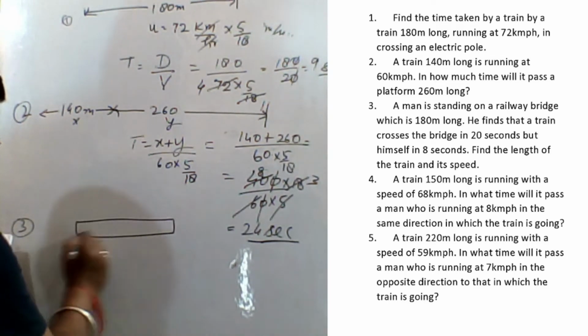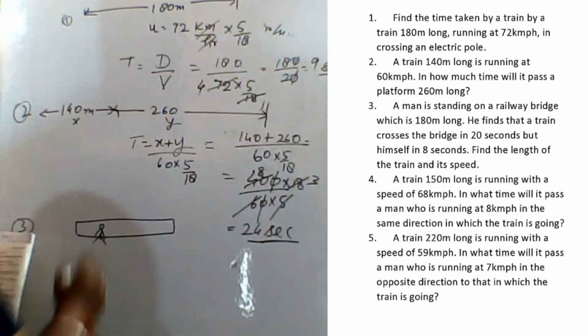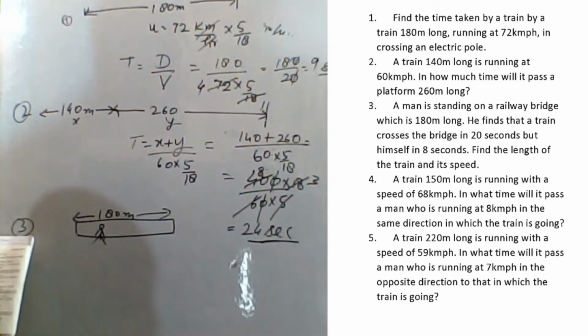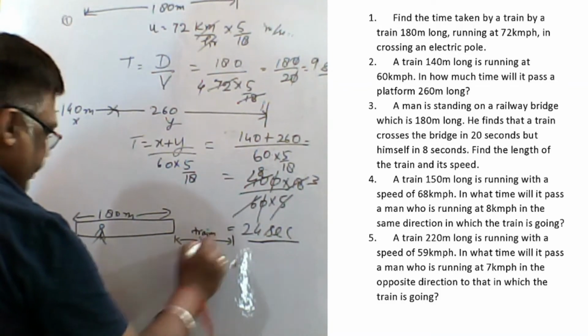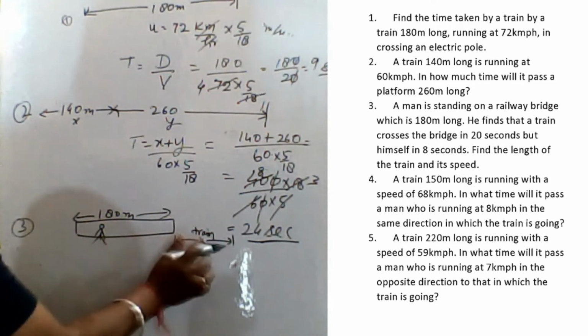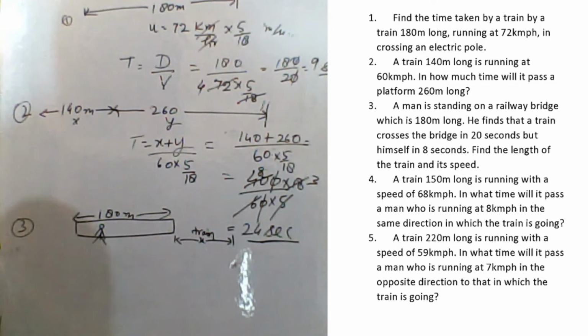Suppose this is a bridge. A man is standing somewhere here, and the bridge is 180 meters long. A train crosses the bridge in 20 seconds. Suppose a train is there. This is x meters, the train length. The train crosses this bridge in 20 seconds, but passes the man in 8 seconds. Find the length of the train and its speed.